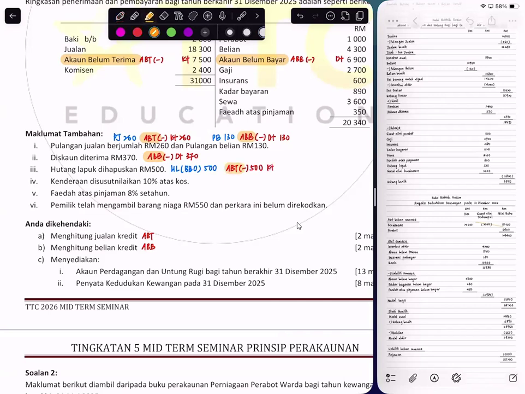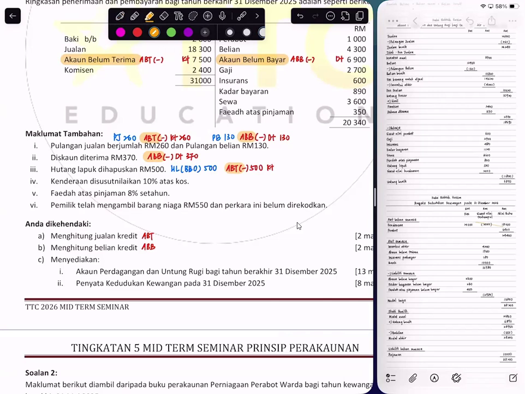Then the next one, susut nilai 10% a year on cost. This one has nothing to do with ABB, ABT, right? Because what we are looking for now is only ABB and ABT. Faedah atas pinjaman, also nothing to do with ABB, ABT. Leave it for later.